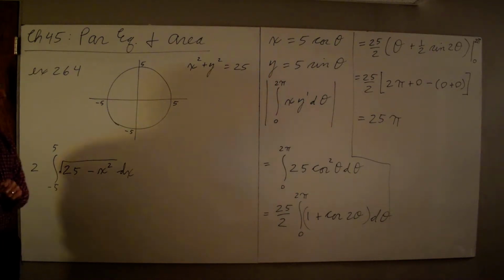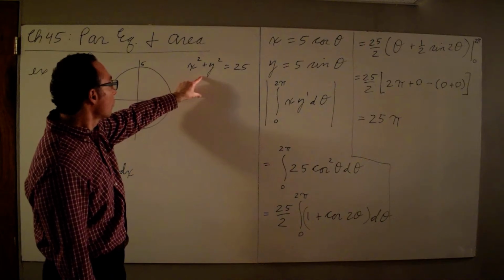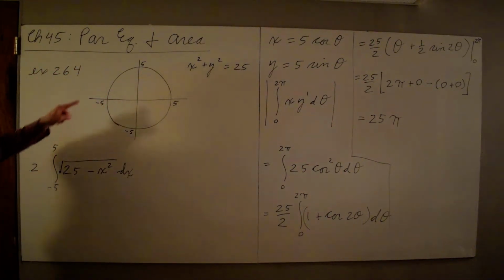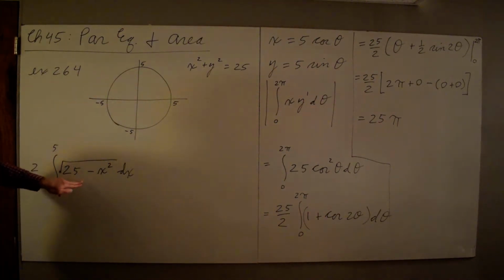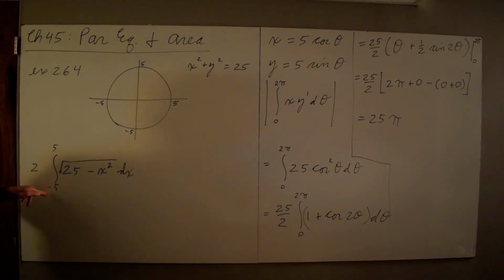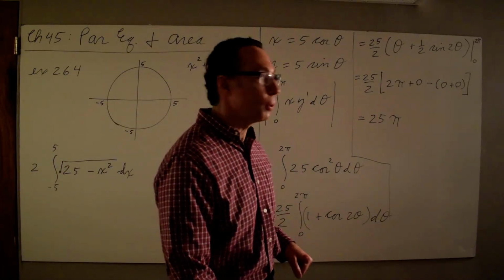One way to do this problem is to solve for y. So we can have y as plus or minus the square root of 25 minus x squared, and look at the top half, or the bottom half, but the way I've set this up, we're looking at the top half of the circle, integrate from negative 5 to 5, and then multiply by 2. Now, doing this involves trig substitution. There is, however, a faster way to do this, and that is using Theorem 263.